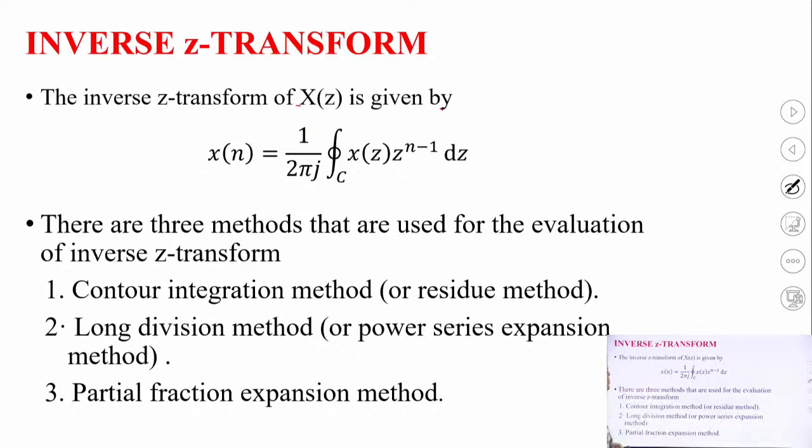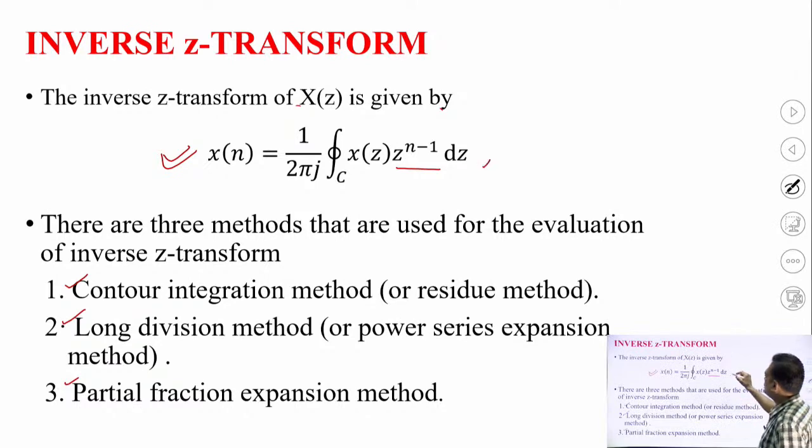So the inverse z transform of X(z) is given by this contour integration formula: 1 upon 2 pi j, closed integral of X(z) z to the power n minus 1 dz. This is a complicated formula, and generally we don't calculate the value of the signal using it. We have three well-defined methods: the contour integration method, the long division method, and the partial fraction method. Using these three methods we can find the inverse z transform easily.